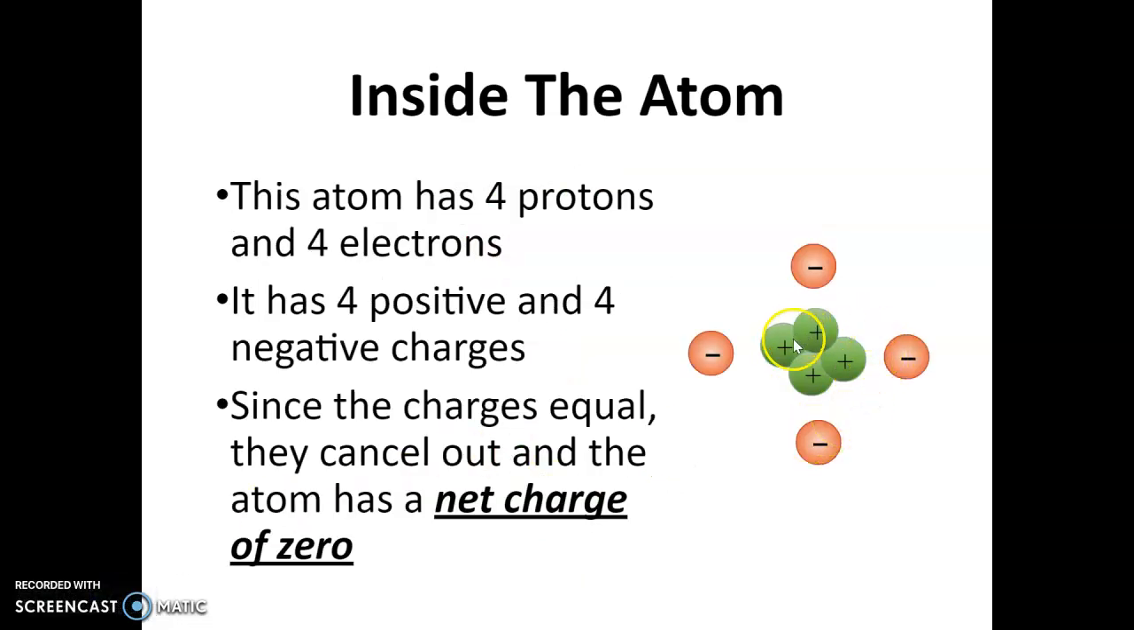So again, same thing that we saw in that picture. I've already kind of explained it. We have this atom with 4 protons in the nucleus and 4 electrons in the electron cloud. 4 plus and 4 minus equal each other out, so this creates a neutral atom.